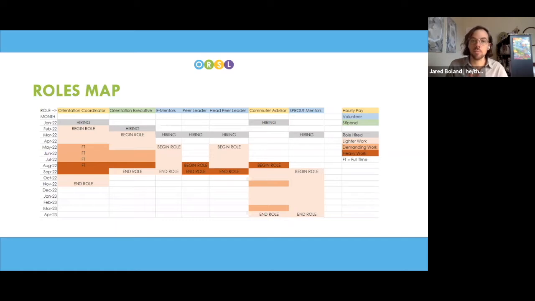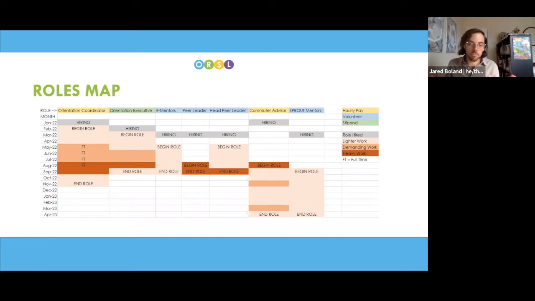Similarly for head peer leaders, the heaviest parts of the role are orientation. You'll notice there's a little bit of lighter orange in advance of that. That's just to support head peer leaders through the summer, have them understand what's coming so that they can support PLs during the orientation program. And then the last piece here is Sprout mentors. This is the far right column. Sprout mentors are hired around the same time, but their role doesn't begin until late September. And then they take on a mentorship role for our first year students through the rest of the year, with support from CAs, community advisors, and of course, the team here in Student Life.